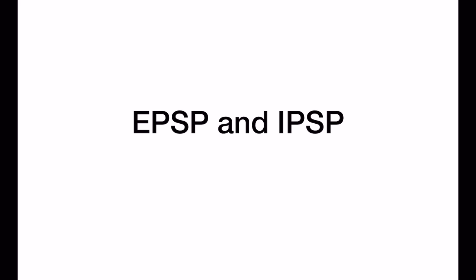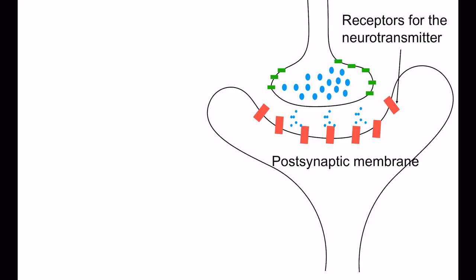EPSP and IPSP, that is the excitatory postsynaptic potential and inhibitory postsynaptic potential, are the graded potentials which develop on the postsynaptic membrane. We know that a synapse is basically a connection between two neurons that consists of a presynaptic membrane, that is the axon terminal of one neuron, and a postsynaptic membrane, which is the dendrite of another neuron.